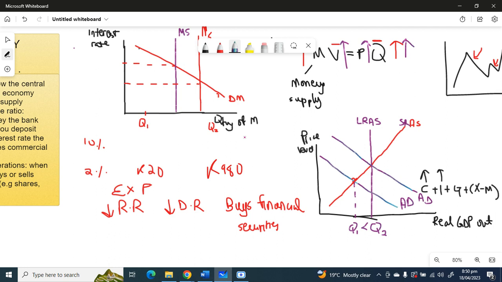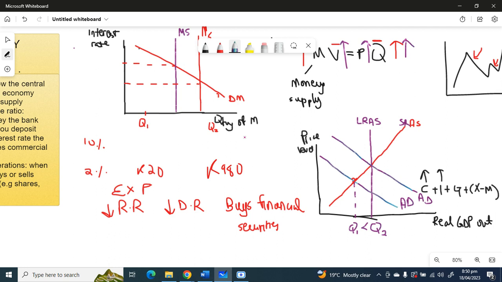Any questions? That's on expansionary monetary policy. This is usually implemented, especially when there is a recession in the economy, right? And then we want our output to increase, so we also want to stimulate spending.